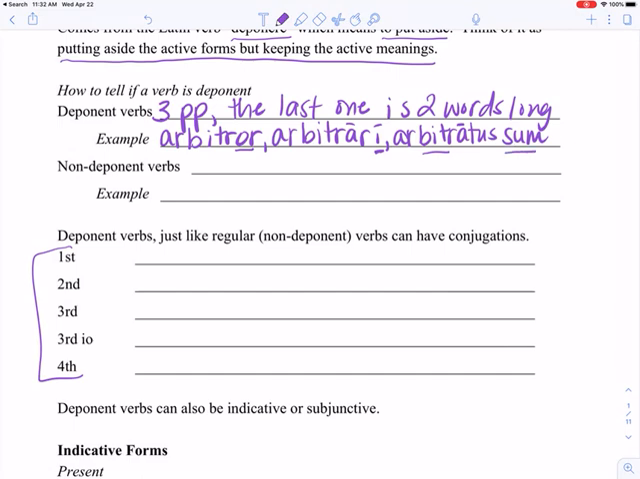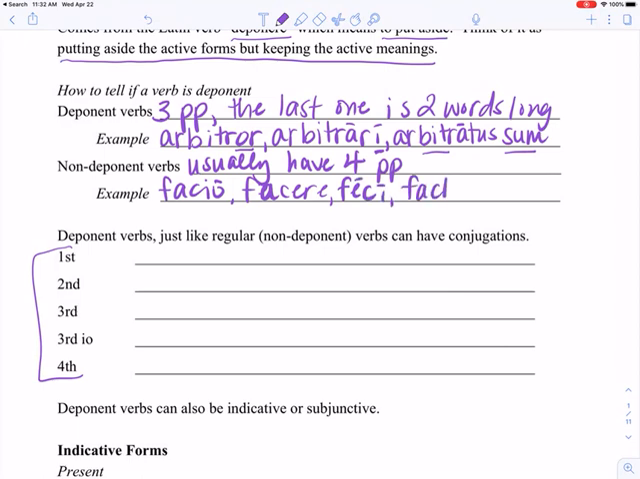Now, non-deponent verbs usually have four principal parts. All those verbs we've been seeing, most of them have four principal parts. So I'll use facio as an example: facio, facere, feci, and factum.